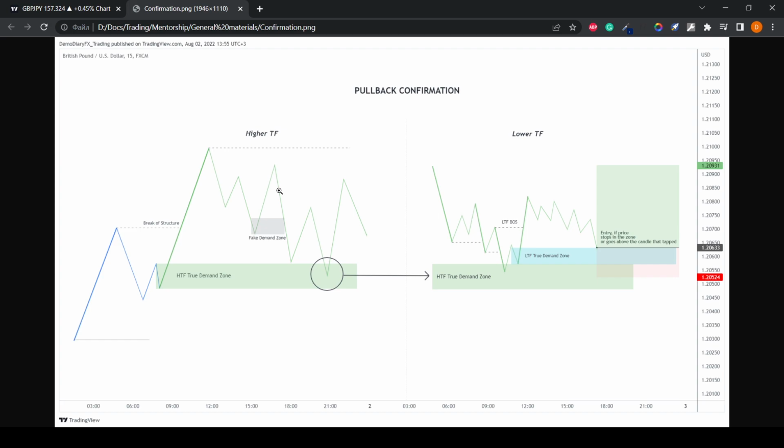It's very important to understand what you are trading. It will be important for the context and for multi-time frame analysis. So remember, we are trading true demand zones. We are not trading fake demand zones, and we are separating them.